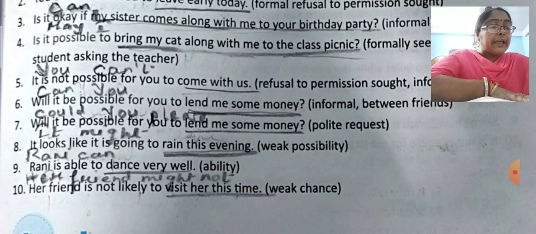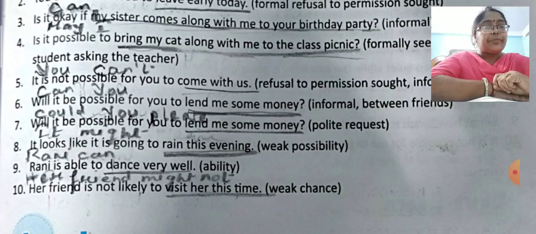Now when this becomes a polite request, will it be possible for you to lend me some money? Then what will you write? Could you please? Okay, it's a polite request. So at that time, what will you say? Could you please lend me some money?